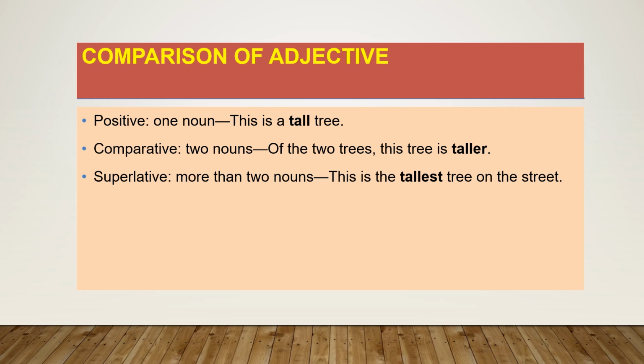Then we have more than two. This is the tallest tree on the street. So on the street, there are 10 or 20 trees. This is the tallest. So out of all those huge number of trees, you are pointing out one tree and saying, this is the tallest. So that is the superlative. The superlative usually uses the article, and that is the definite article. So we don't say this is tallest tree, like we said taller, or we said a tall tree. We said taller, we did not have an article. Here we are using the tallest tree.